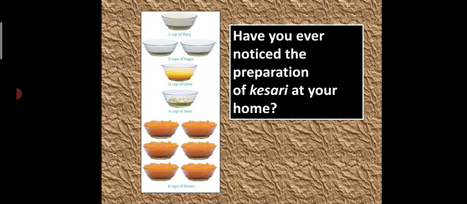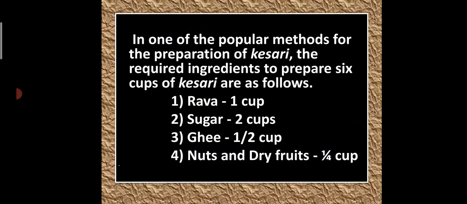Okay, same way, one example which is given in your textbook is preparation of kesari. For making 6 cups of kesari, how much rava is needed? For example, here they have said to make 6 cups of kesari, 1 cup of rava, 2 cups of sugar, half a cup of ghee, nuts and dry fruits, quarter cup. So this is for 6 cups of kesari. If you want to make only 3 cups of kesari, you will just reduce this into half. That is half a cup of rava, 1 cup of sugar, then half of ghee, and half of that quarter cup of nuts and dry fruits.